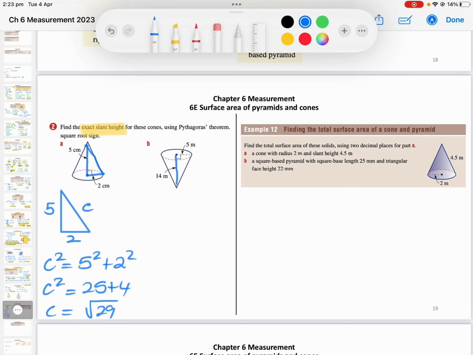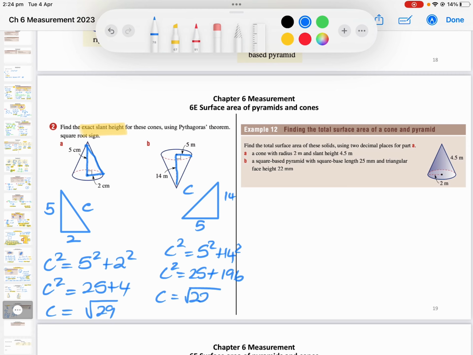Same with this one here. We've got the 14 and the 5, so I'm going to draw it up. 14, 5, c. c squared equals 5 squared plus 14 squared. c squared is 25 plus, I should have worked out what 14 squared was, 196. So in all, we've got c squared is 221, so c is the square root of 221. I'll just leave it in that exact form because that's what our question asked us for.